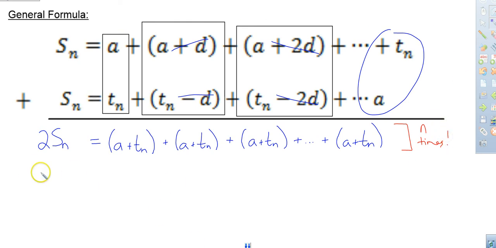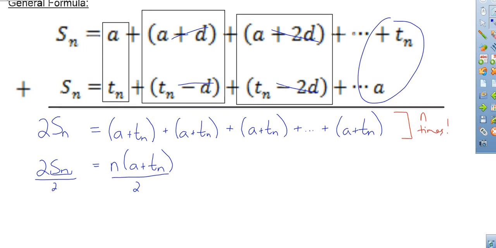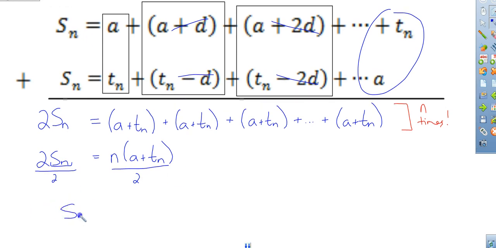So I can do a little bit of magic here. 2 times the sum of the first n terms will be equal to n times (a plus term n). So that's a shorter way of writing the addition of n of these. Now I do want a formula just for the sum, so I can divide both sides by 2. This is one equation that we can use: the sum of the first n terms is equal to n times (a plus term n) divided by 2. So there's one formula that we can use.